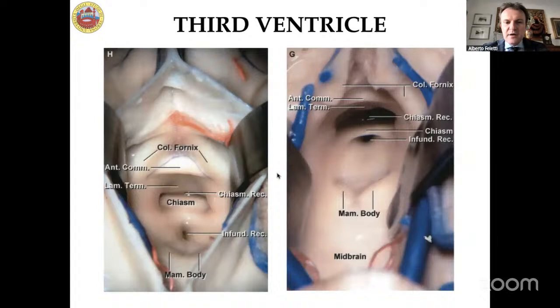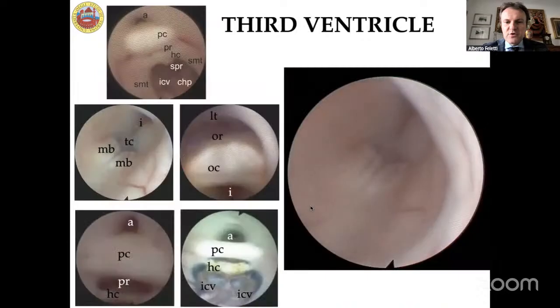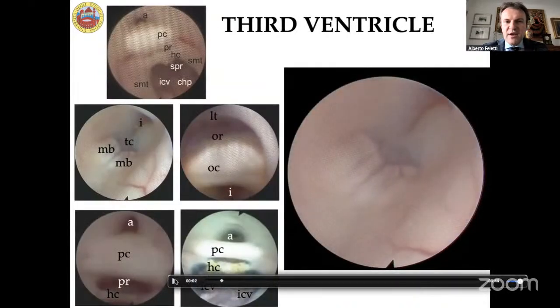Again, these are some images taken from Rhoton. I will not spend so much time on them. I will move directly to the endoscopic vision of the anatomy of the third ventricle.